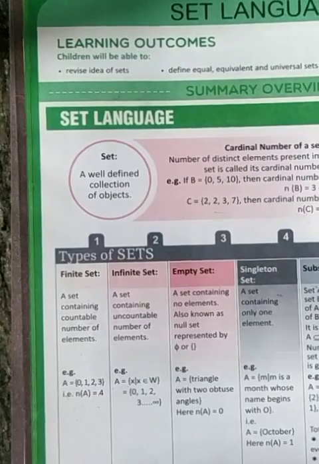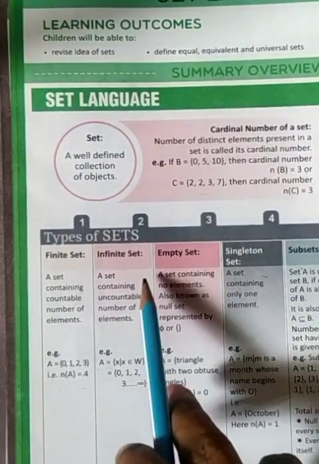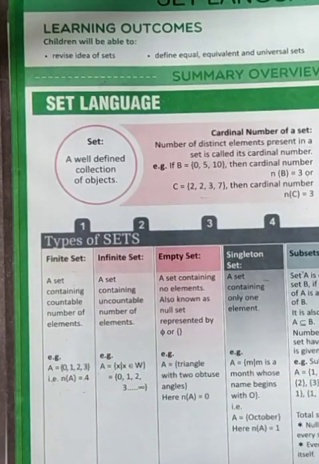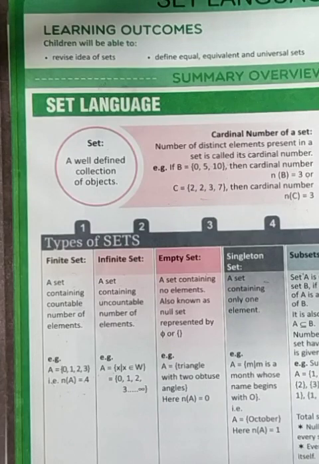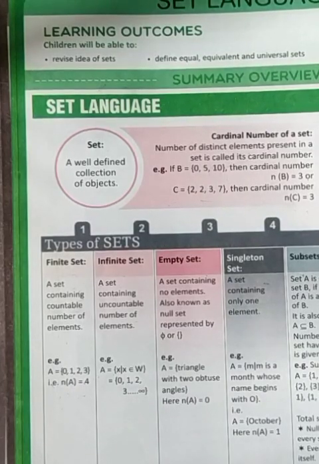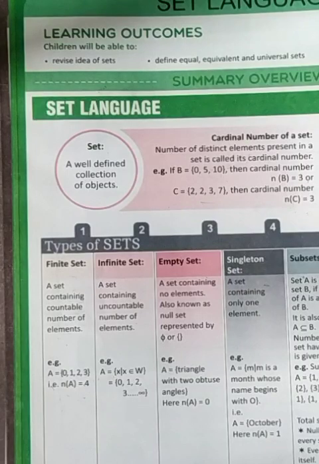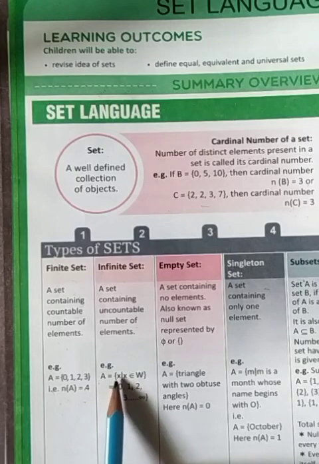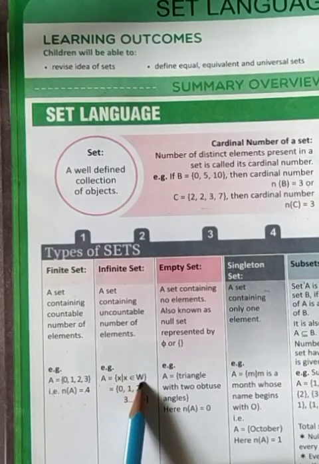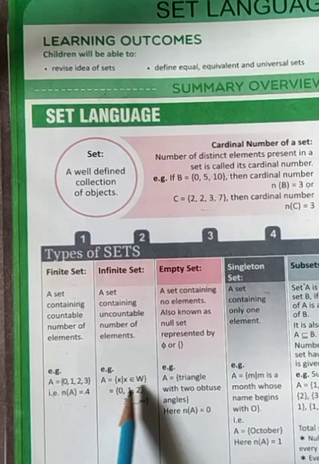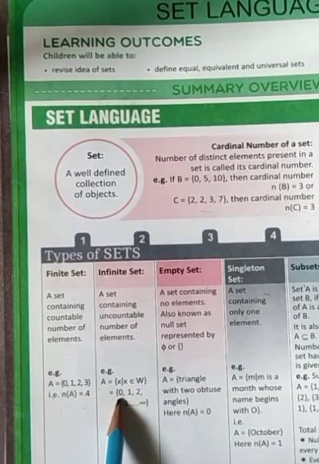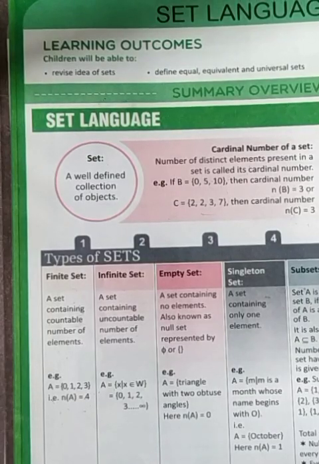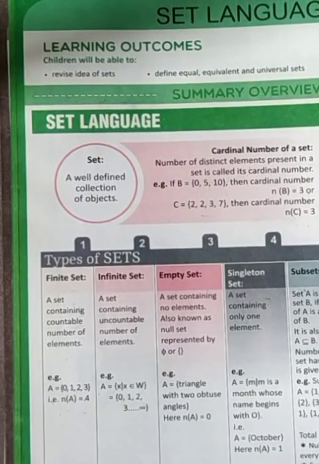Next, we will move to the infinite set. Here in an infinite set, a set containing an uncountable number of elements, means we can't count that number of elements, we say it is an infinite set. For example, can you count the stars in the sky? No. So here is one example they have given. A = {x | x belongs to W}. W means whole numbers. It starts from 0 and is infinite. Infinite means we can't count the numbers. That we call an infinite set.